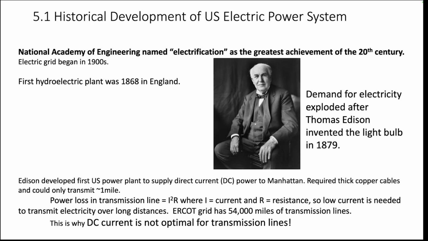The power loss in transmission lines is equal to I squared times R, where I is current and R is resistance. So very low current is needed to transmit electricity over long distances. ERCOT has a grid of 54,000 miles of transmission lines, and this is why DC current is not optimal for transmission lines.